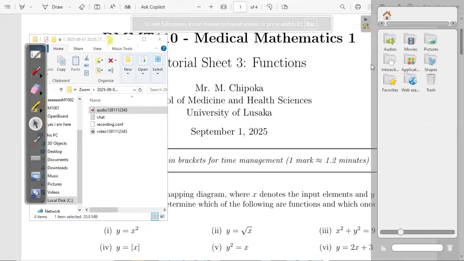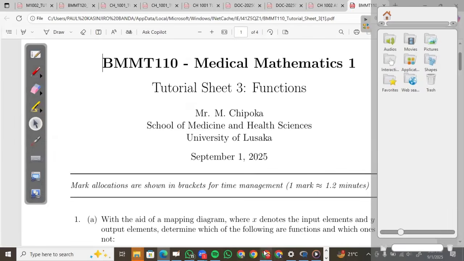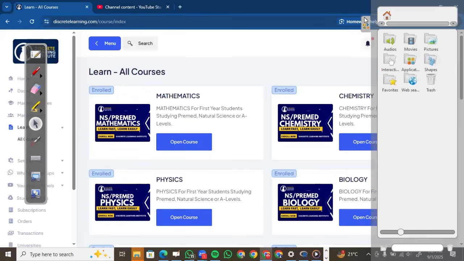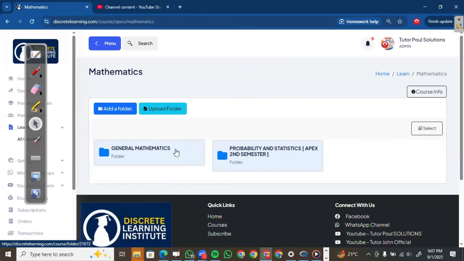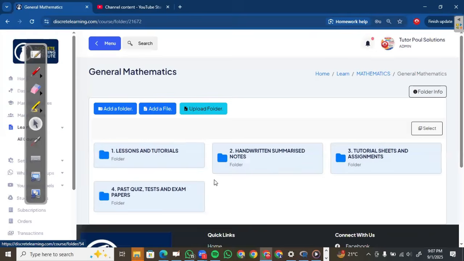So if you go on our website, once you register for this course, math, it will say enrolled here once you subscribe. So you can open this course, and then once you're here, you go in general math. Here we have 4 folders.